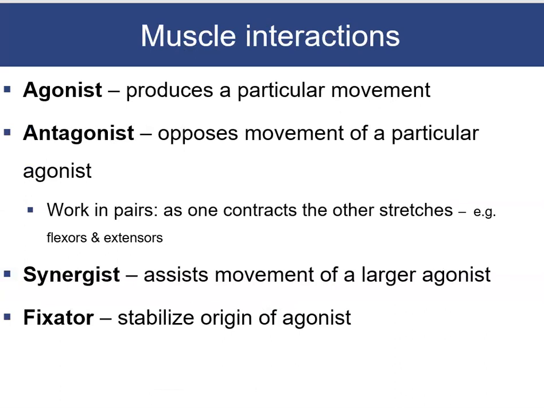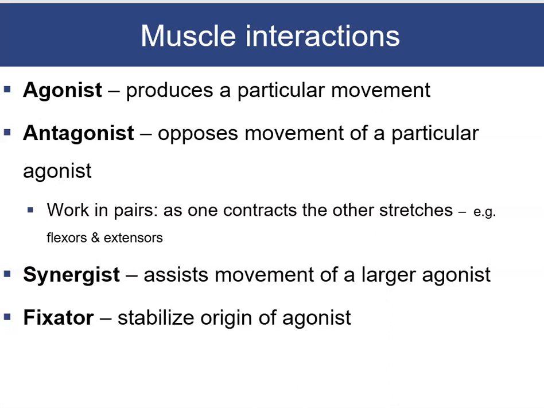Now, muscles very rarely work all by themselves. They interact with each other. But in any movement you perform, there will always be an agonist. The agonist is the main muscle that is responsible for the movement. So, for example, if we want to flex our elbow, the agonist would be your biceps brachii. This is the main muscle involved in elbow flexion. There will also be an antagonist. An antagonist opposes the movement of the agonist. So in our example, the antagonist would be the triceps.